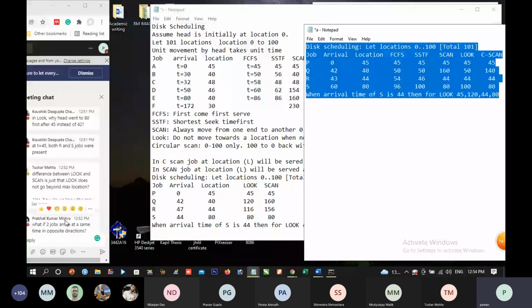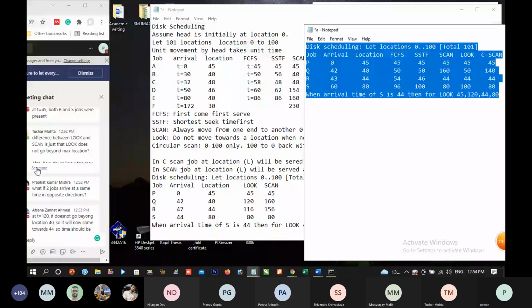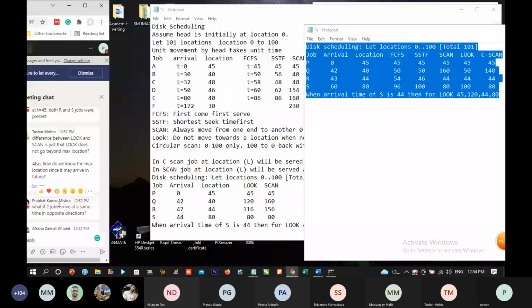Difference between look and scan is just that look does not go beyond maximum location. No. In look, it does not go towards a location if no job is available there. You see, that's what we are saying. Here, max location was 45 because till time t equal to 45, nothing was available after 45. At location 80, something came after 80. Is it correct? Yes. If something came after 45, what is your doubt now?